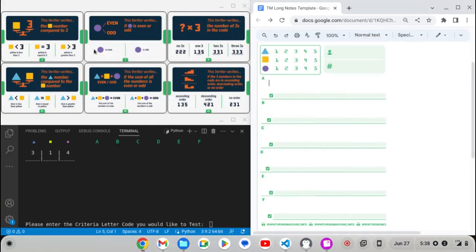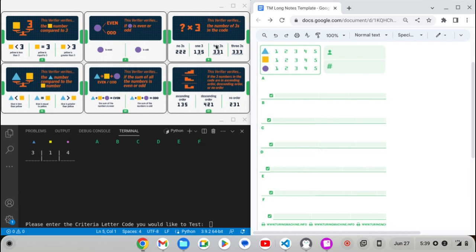So on the grid above, we've got our 6 criteria cards. On the top row, we've got criteria card A, criteria card B, criteria card C. On the bottom row, we've got criteria card D, criteria card E, and criteria card F. Criteria card A looks at the middle digit, square digit, and we'll be comparing it to the number 3. So should the value of square be less than 3, should it be equal to 3, or should it be greater than 3? Criteria card B looks at the last digit, the circle digit, and the Turing machine will let us know whether its value should be an even digit or an odd digit.